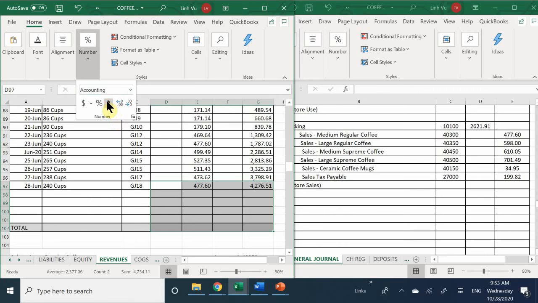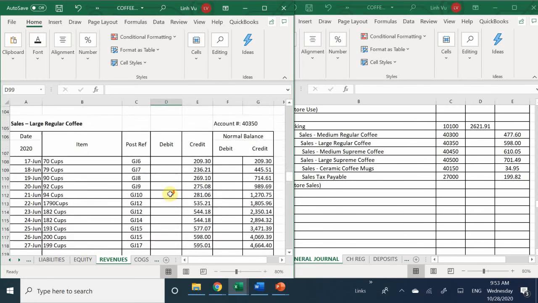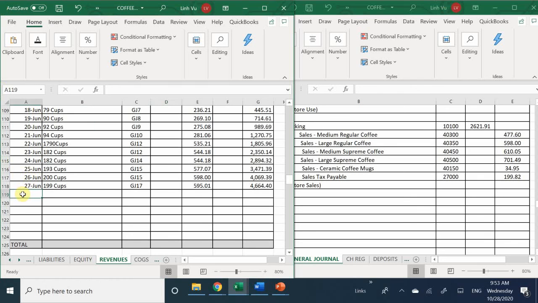And then the next one, we're going to go to the sales large. Let me see, what is it called? Sales large regular coffee. Good. It's 628. There were 200 cups. General Journal 18. And there's a credit of 598. And the new total is 5,262.40. Correct.